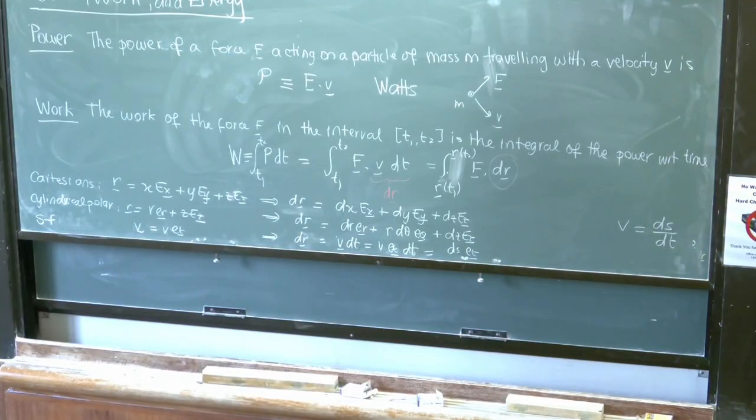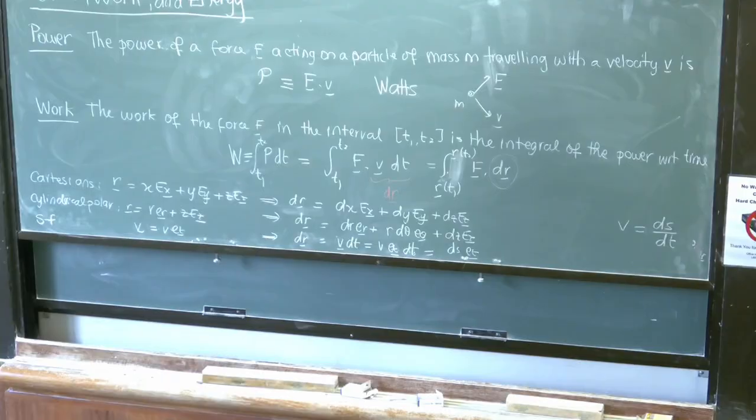So let's repeat what we have done so far. We're introducing the power of a force, which is the force dotted with the velocity of the particle. The work of a force is the integral of the power dt, which I can write as an integral with respect to dr, a line integral. And I can evaluate the integral in any coordinate system I want. Namely, we've talked about the expressions of dr in Cartesian, cylindrical polar, and the intrinsic basis. Does that make sense? Any questions so far?